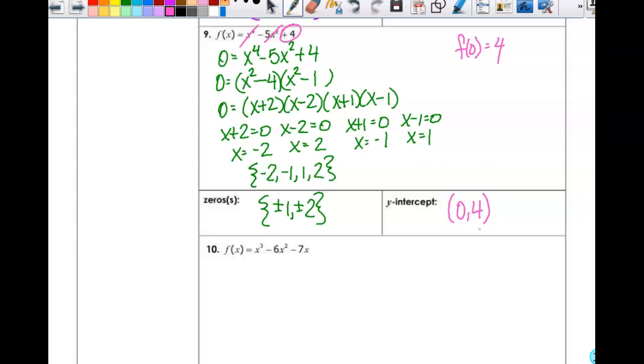What questions do you have? We're all good? If you're good, then you move on to number 10. And when you factor, what should always be the first thing you're looking for? GCF. Look for your GCF. It will make your life easier.